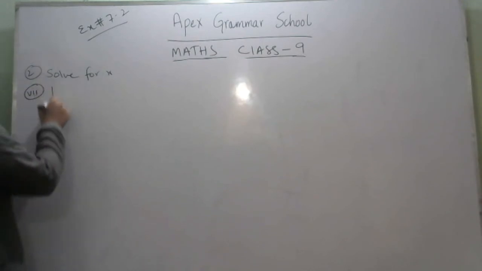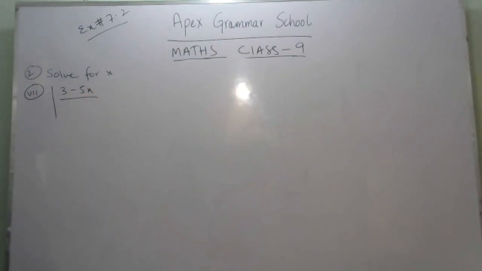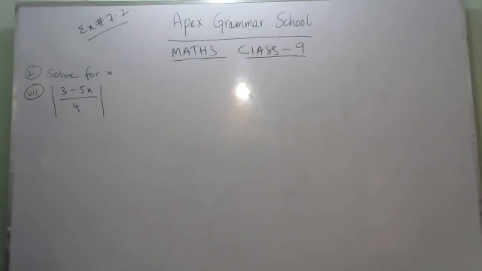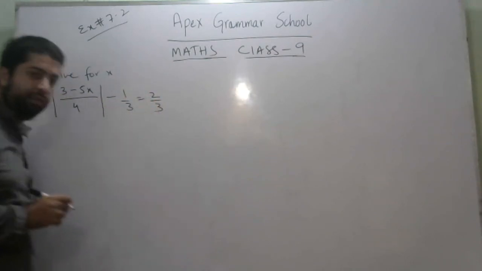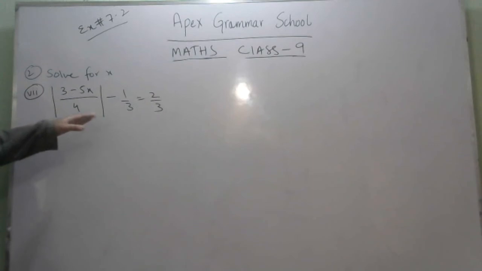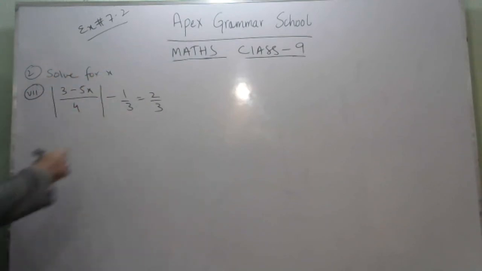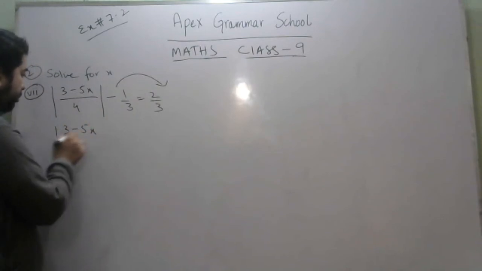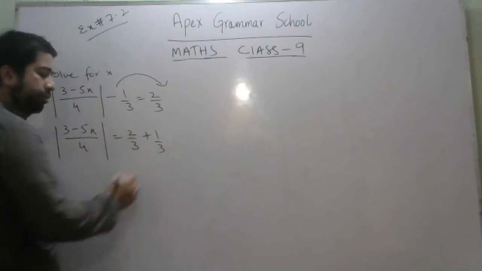3 minus 5x divided by 4 minus 1 by 3 is equal to 2 divided by 3. Now you need to make it independent because this is connected with this negative sign to 1 by 3. Move it towards the right hand side. Is equal to 2 by 3 plus 1 by 3.